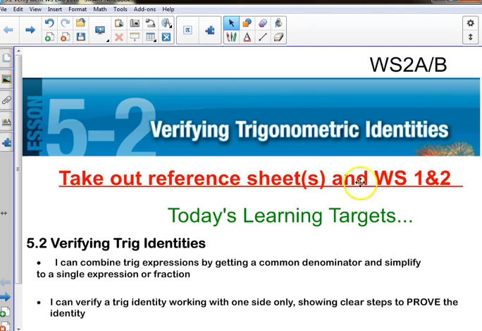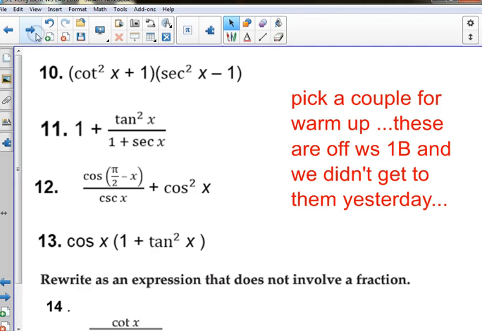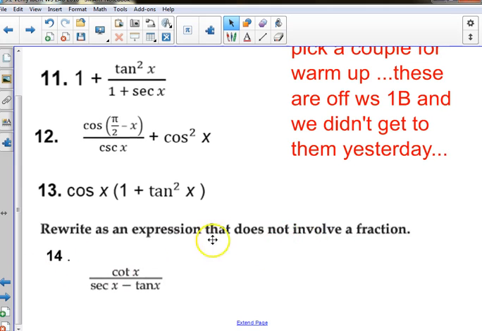Warm up for today. These are the questions we did not get to yesterday. Is there something you would like me to do off 1B? We did not get to these, so I thought we could do a couple for warm up. 14? Okay. It says rewrite as an expression that does not involve a fraction for this number 14 down here. Any ideas how you want to start?